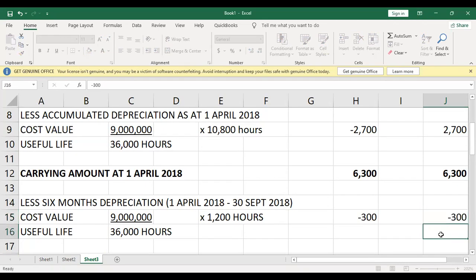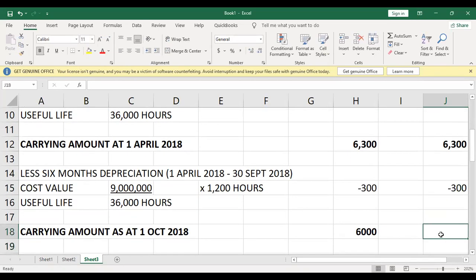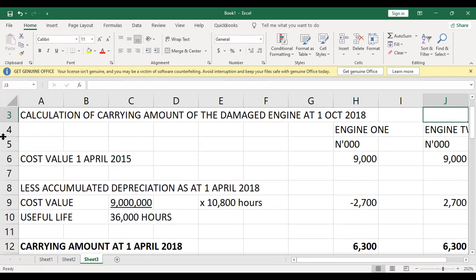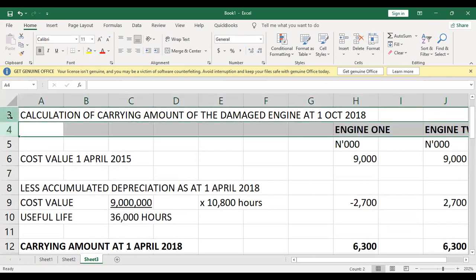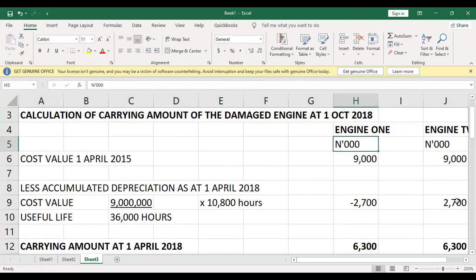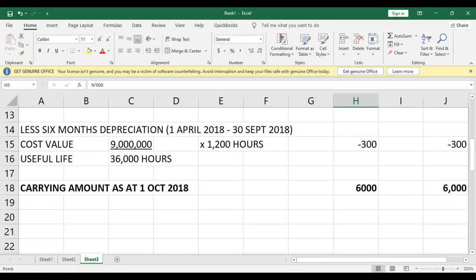That means this depreciation before that, from the previous accumulated depreciation, is supposed to be this 2,700 multiplied by 2. I said I don't want to add them together. I don't want to make it one, because one was completely replaced while the other one was repaired. So that's why I'm having 2 columns, engine 1 and engine 2. One of the engines was damaged. The other one was replaced.